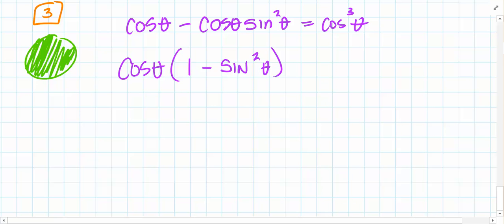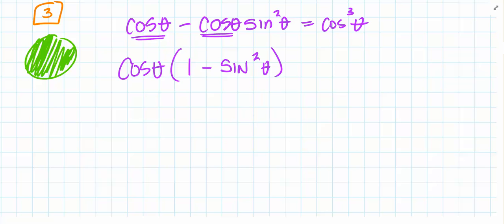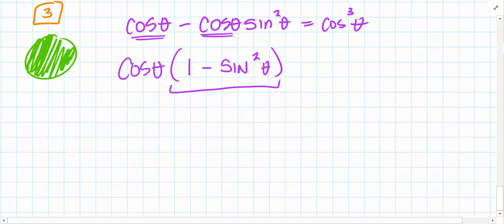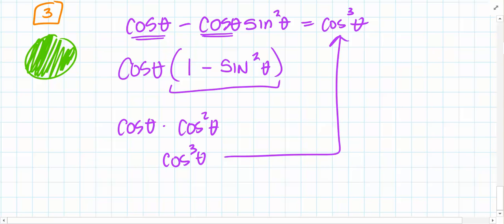Does everybody see how we did that? I'm factoring out. Look, cosine there and a cosine there. I can factor out a cosine, leaving me with a 1 minus sine squared. Do you guys see it? So it's cosine squared. Very good. And then what is 1 minus sine squared? Cosine squared. Very good. So I have cosine theta times cosine squared theta. And what's cosine theta times cosine squared theta? Cosine cubed theta, which is exactly what we're going for.